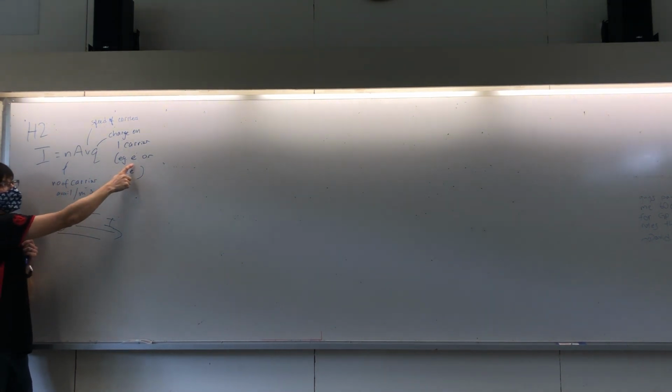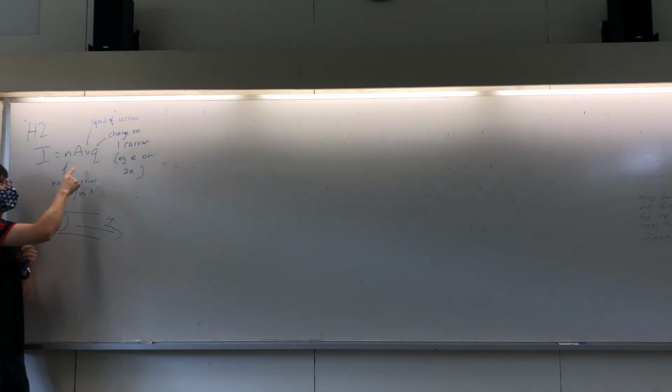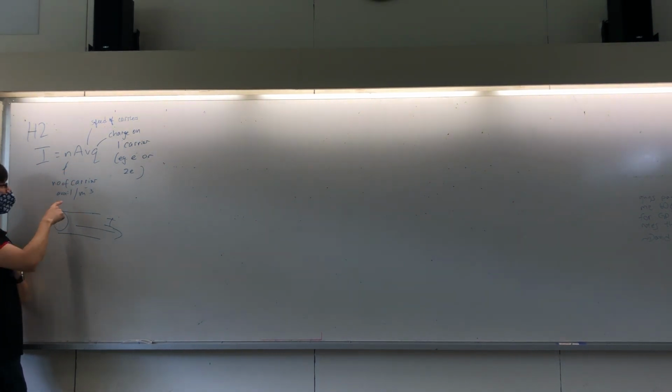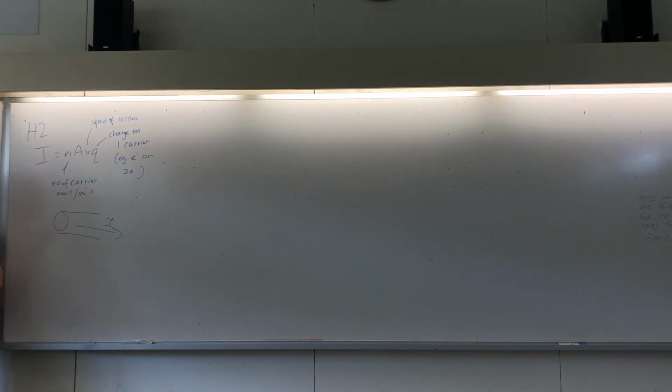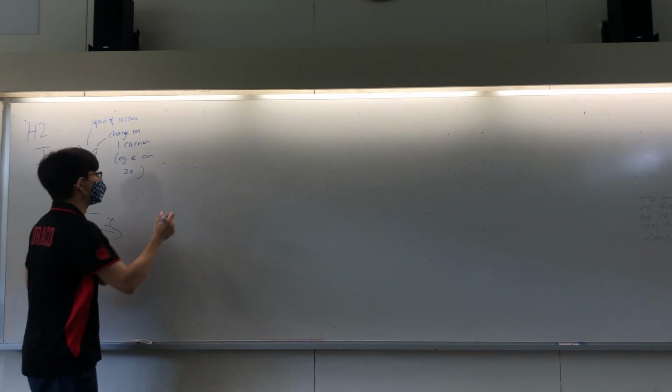So q will usually be e. Then A is the cross-sectional area and n is the number of carriers available per unit volume. For example, if the number of carriers available per unit volume is the same for 2 substances, but one has a significantly bigger area, obviously there's more material inside for it to flow, so you should get a larger current. So that's why I will depend on n, A, v, and q. Okay, so that's your H2 questions.